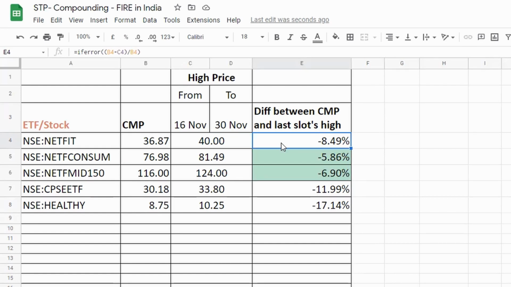You may not want to create GTTs if you have GTT facility in your broking account. You can create GTTs only if you feel like it's less than 8%, because usually stocks or ETFs may not move 8% in a 15 days period. Okay, so this can be used for that purpose.